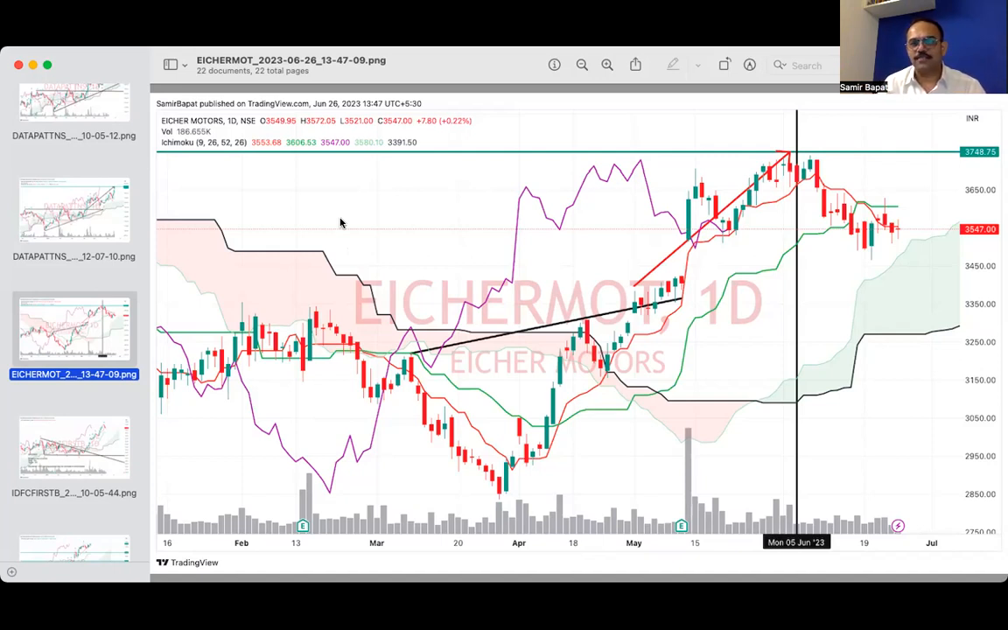Which type of consolidation is better? I saw that triangles have a higher success rate. So cup and handle and triangles, they form a lot and they have a good success rate, you can say.